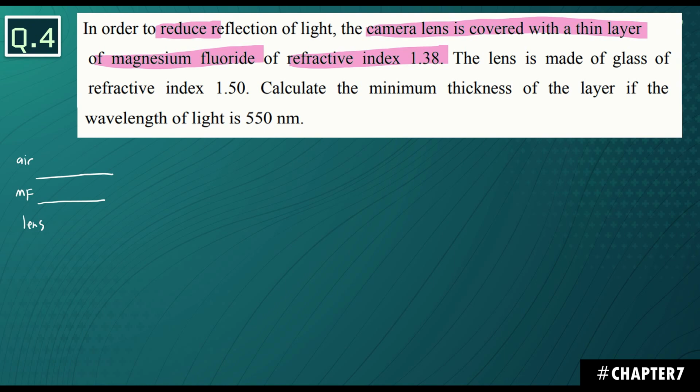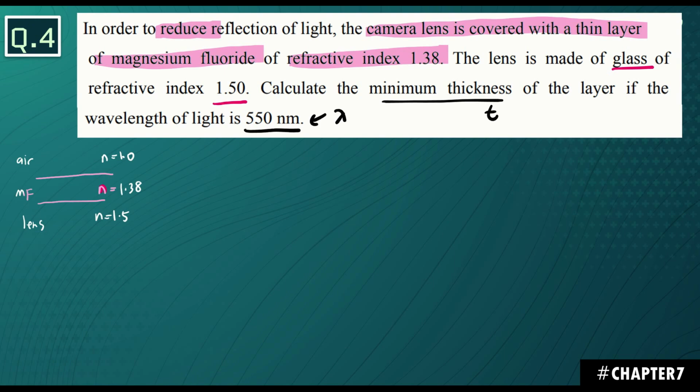The lens is made of glass of refractive index of 1.5. So we have n here for the lens 1.5, and for magnesium fluoride is 1.38, and up here is air, 1.0. So the middle here is our thin film. Calculate the minimum thickness t of the layer if the wavelength is this value.